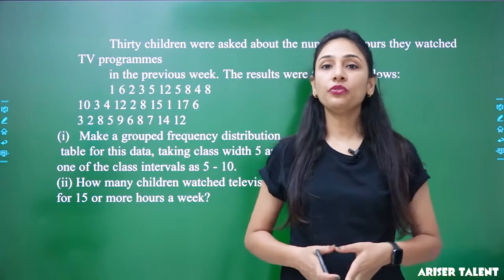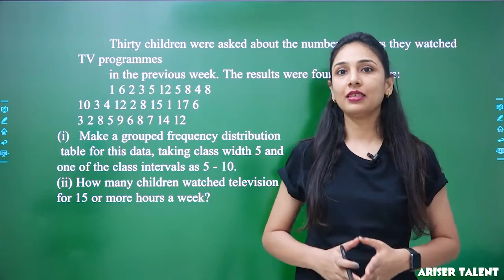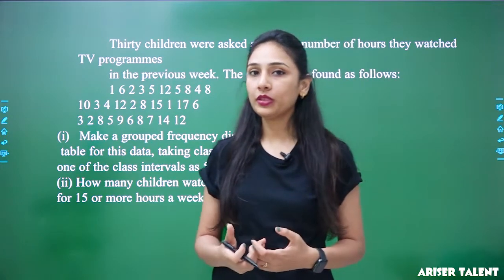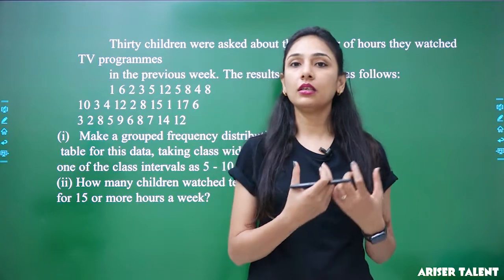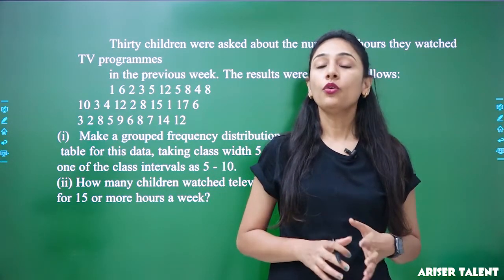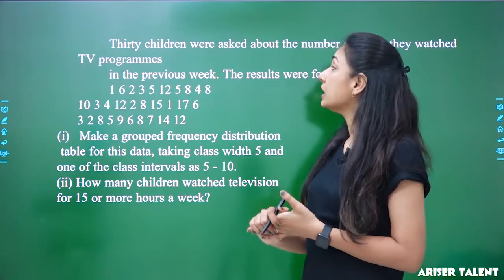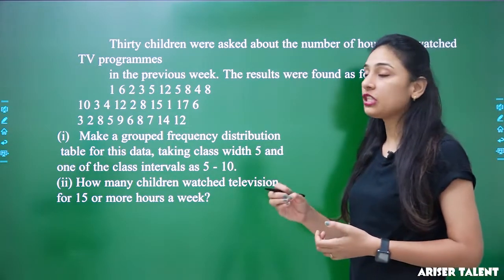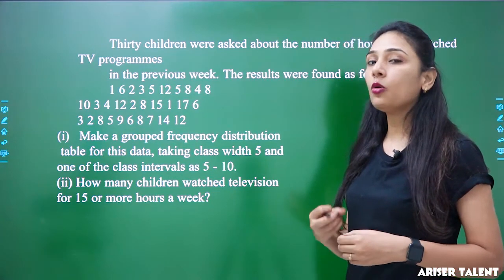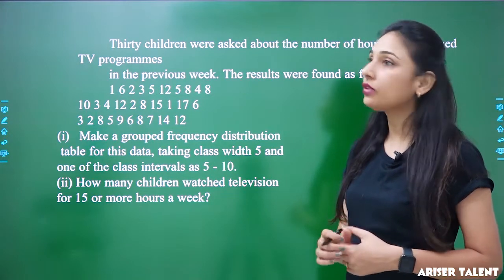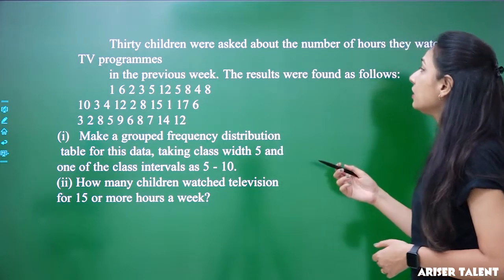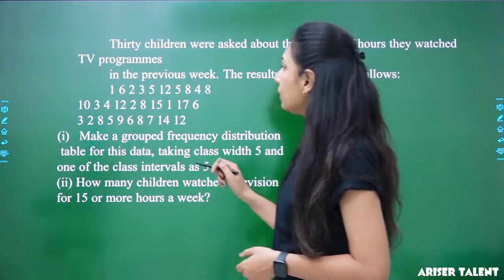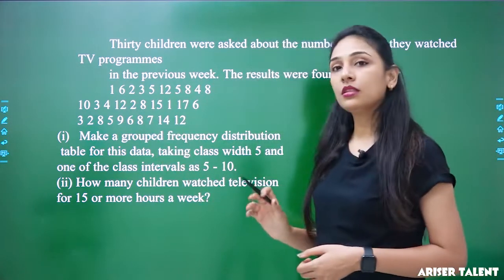Okay, so we were studying statistics in this chapter. We have done questions based on grouped frequency and ungrouped data too. Now we are doing this question where 30 children were asked about the number of hours they watched TV programs in a day. In the previous week, the results were found as follows.